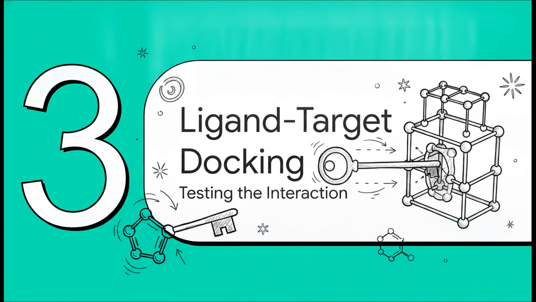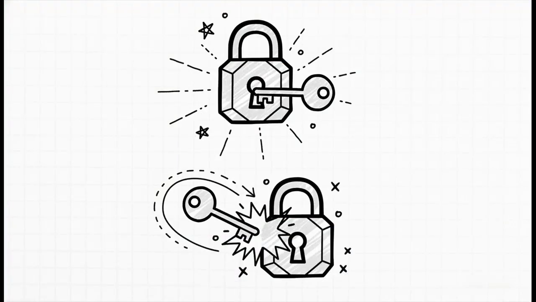Time to test the interaction. Now, this is where things get really exciting. We have our digital key and our highly detailed 3D digital lock. To see if they fit, we simulate their connection using powerful software like AutoDock Vina and Dock. These programs literally smash your ligand and target protein together in a virtual environment. They visually screen the interaction and then assign a mathematical score to the binding energy.